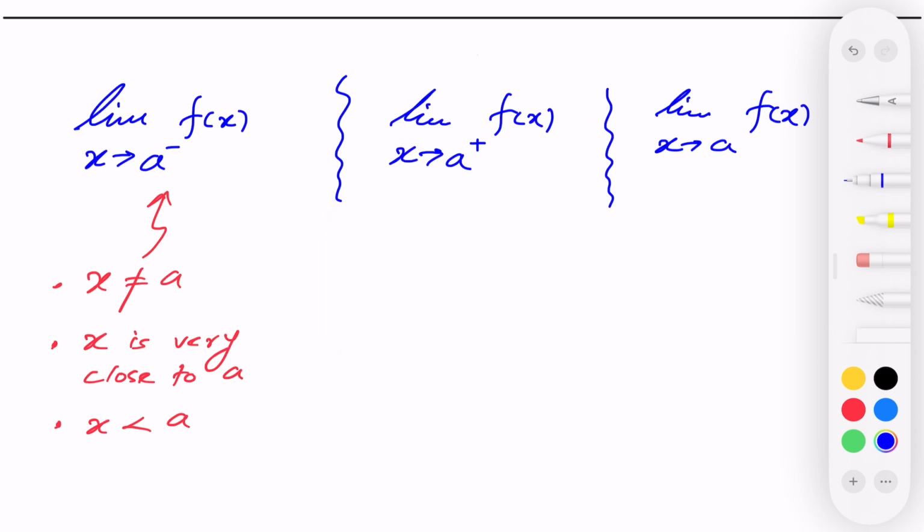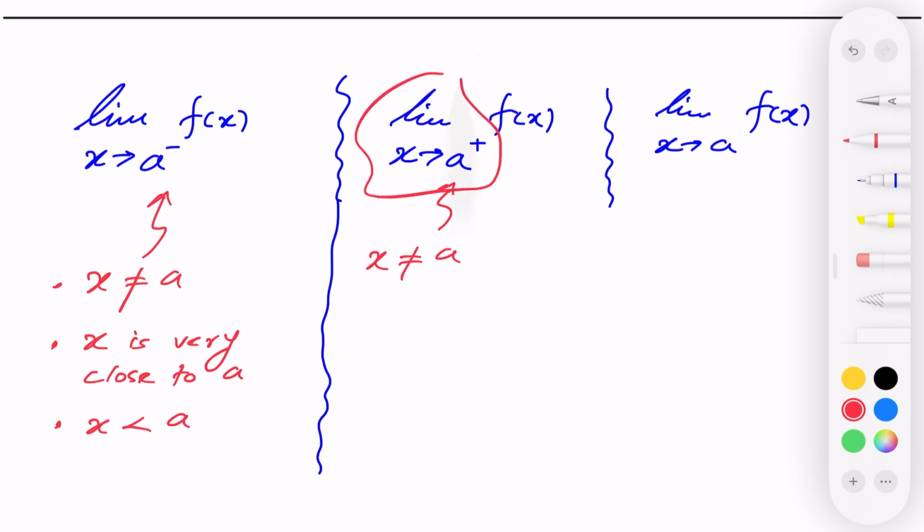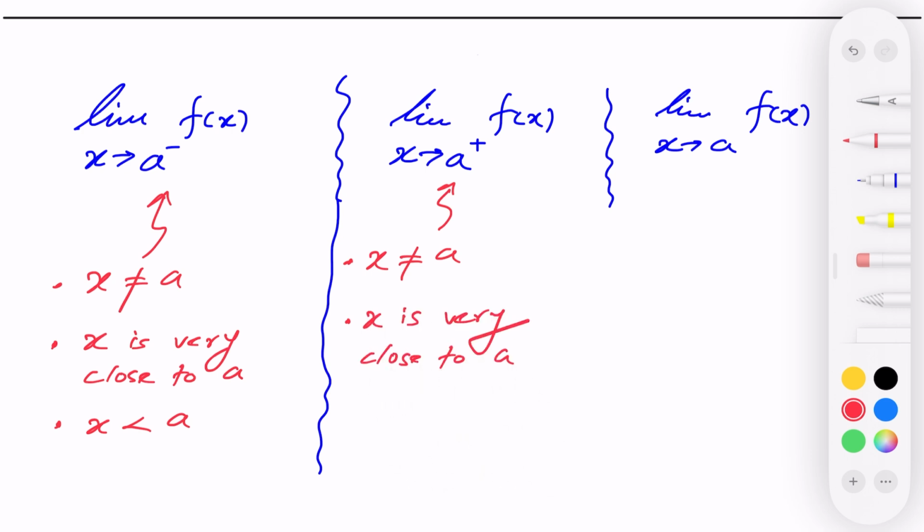All right. Now we will look at the second case. For the second case, I need x to approach a from the right-hand side, and then I need to find the value of f of x. This means x is not equal to a. That's why we write it as the limit as x approaches a from the right-hand side. The second property is that x is still very, very close to a. The third property is, since we are looking at the right-hand limit, we know that x is larger than a.